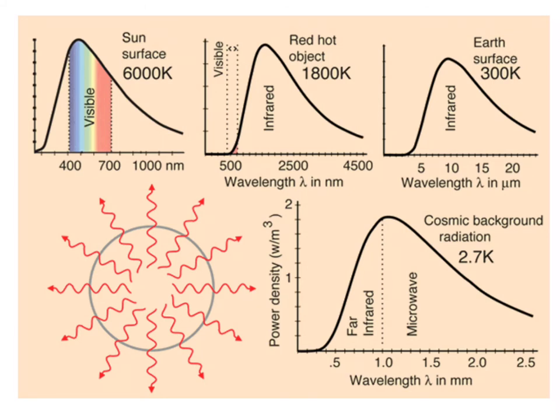For the Sun, the most intense radiation occurs over the visible range between 400 and 700 nanometers. In the case of the cosmic background radiation, the most intense radiation occurs over a wavelength range from 0.5 millimeters to about 3 millimeters.